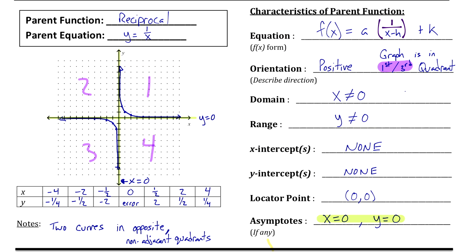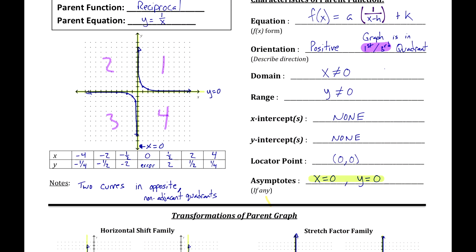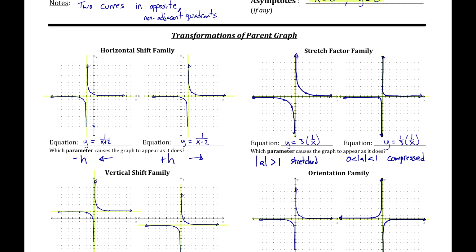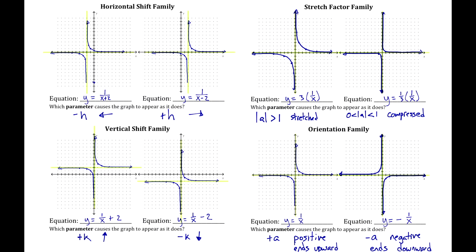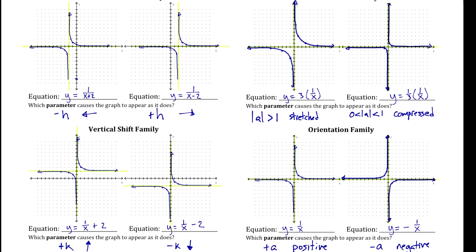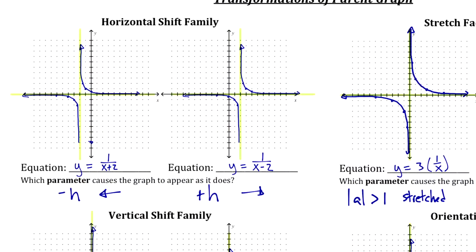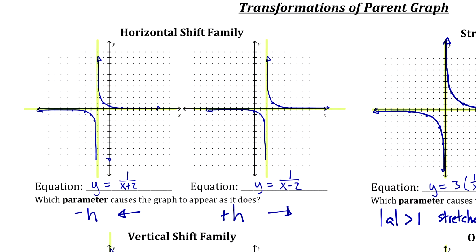All right, but that's only for the parent function. This information changes, as well as the x-intercepts and locator point. Actually, all this stuff changes based on the transformation. So let's look at our different transformations of this. As you can see, they pretty much look all the same. Subtle differences, and I'll zoom in on this one for a second.